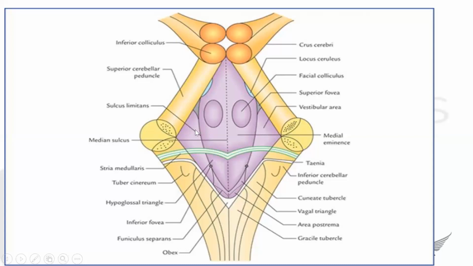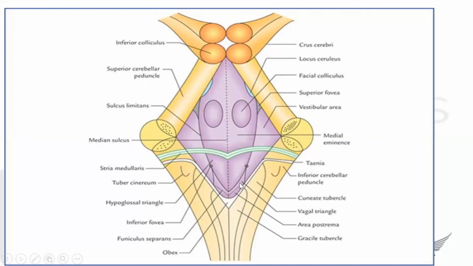This one is the tuber cinerum. This is the stria medullaris. Below the stria medullaris, you will have an upper hypoglossal triangle and a lower vagal triangle. Lower vagal triangle will have the nucleus of vagal nerve and the glossopharyngeal nerve.